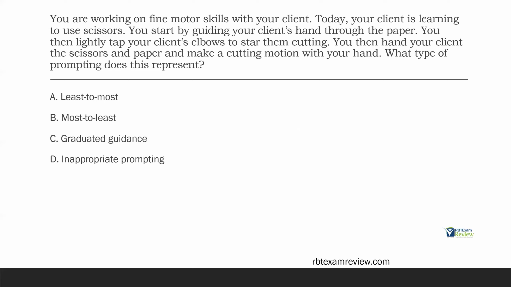Graduated guidance refers to physical prompting alone, and using the appropriate amount of physical prompting and then fading it as needed. But in this scenario, we have types of prompts that aren't physical prompts, and therefore graduated guidance doesn't apply. So we have least to most and most to least. And like we just went over, did we start with the most intrusive prompt or the least intrusive? Well, we clearly started with the most intrusive by starting with full physical, and then we worked towards the least. That makes this most to least prompting.